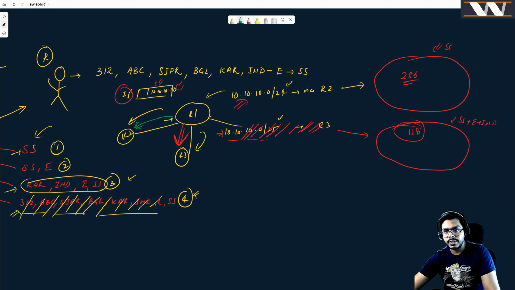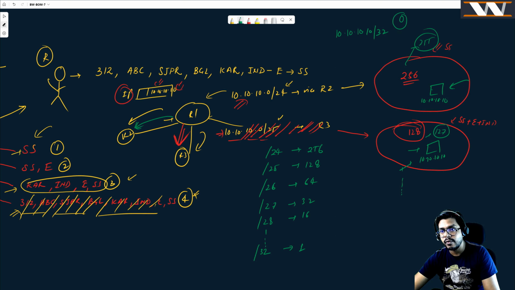Right? If I say 10.10.10.10/32, what is it doing? It has 0 bits for what? For host. And 2 to the power 0 is what? Only 1. It means that it is going to specify only one host, which is 10.10.10.10.